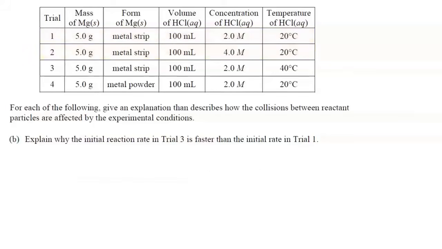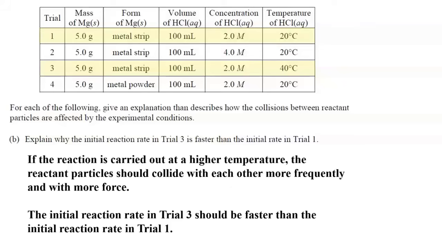Now, on to part B. This has to do with changing the temperature. Explain why the initial reaction rate in trial 3 is faster than the initial rate in trial 1. So the significant change here is going from a temperature of 20 degrees Celsius to a temperature of 40 degrees Celsius. So think about the behavior of the particles and how the collisions are affected. If the reaction is carried out at a higher temperature, the reactant particles should collide with each other more frequently and with more force. The initial reaction rate in trial 3 should be faster than the initial reaction rate in trial 1.